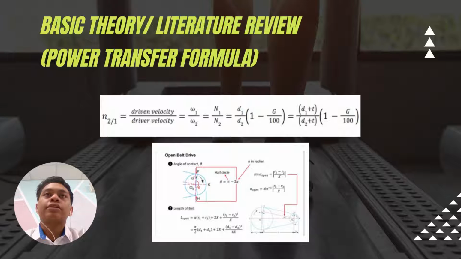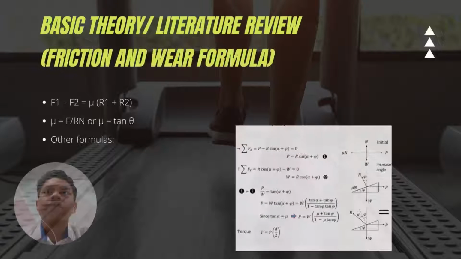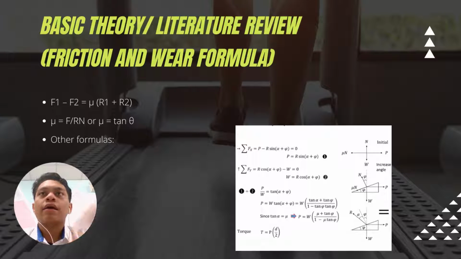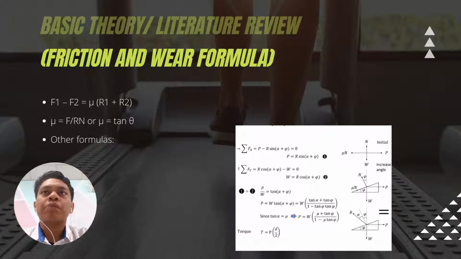So I will present about the literature review in power transfer formula. Both are the formulas that will be used in this topic, whereas the angular velocity is omega, speed is N, geometry is D, and thickness is T. Then for the friction and wear formula, we will use F1 minus F2 equals coefficient of friction times R1 plus R2, where F1 is the external force opposed to the coefficient of friction, F2 is the weight of the object on the inclined plane, and the coefficient of friction is mu. And there are other formulas that will be used in this part.